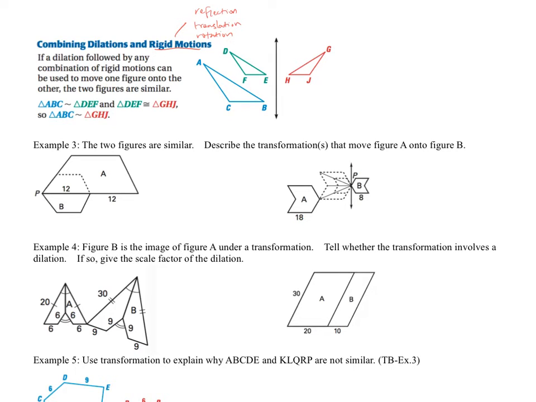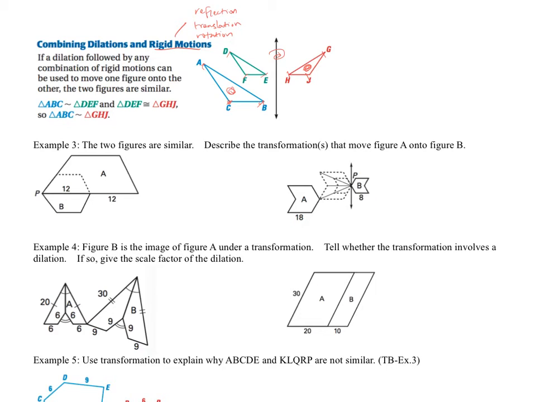So if a dilation followed by any combination of rigid motions can be used to move one figure onto the other, the two figures are similar. So we have triangle ABC, and that's similar to triangle DEF, and triangle DEF is congruent to triangle GHJ by a reflection. Then we can see that triangle ABC is similar to triangle GHJ.